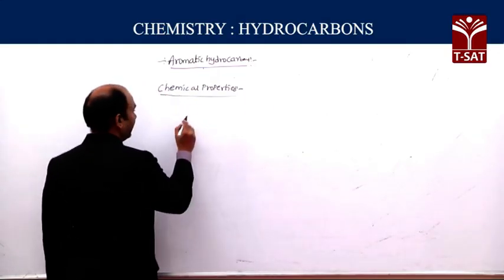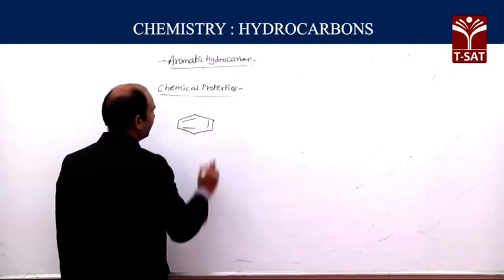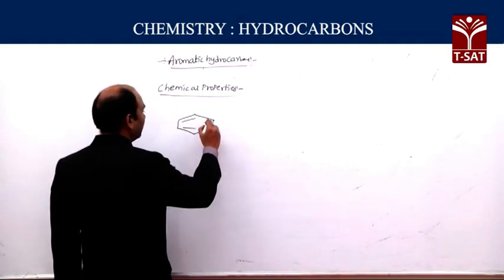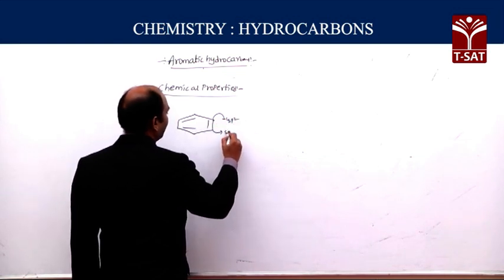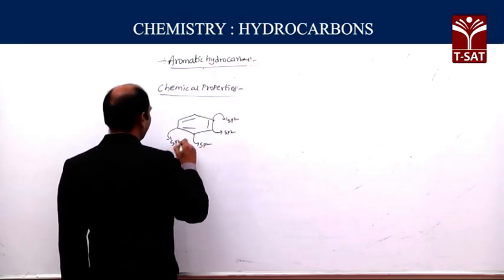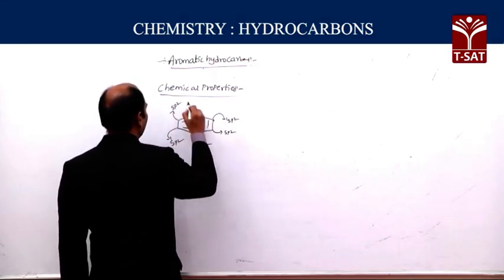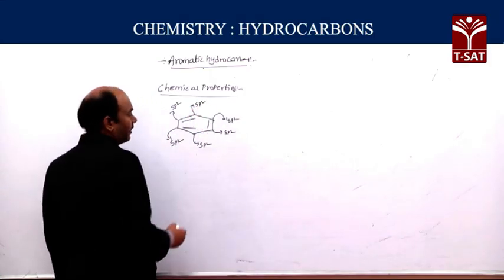Before going to discuss the chemical properties, we are going to discuss one more point here. The carbon hybridization is sp2. This one is also sp2, and so are all the others. The number of carbon atoms is 6.